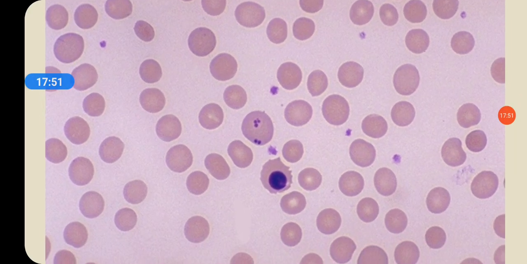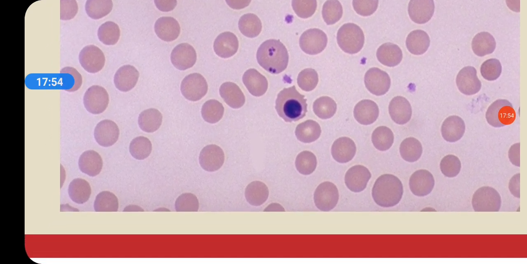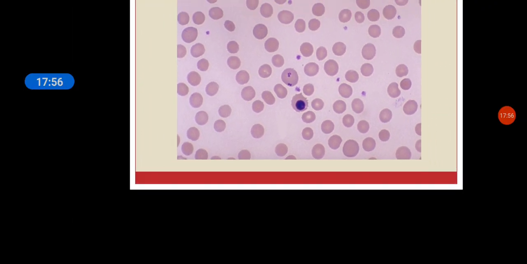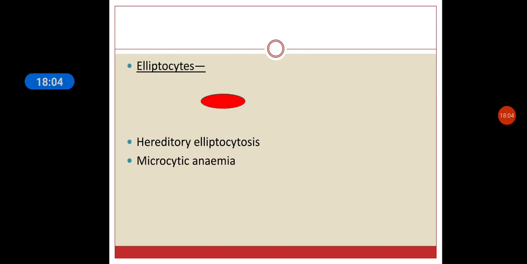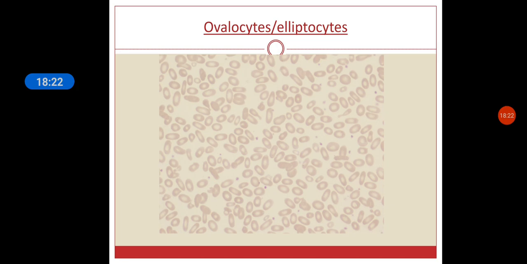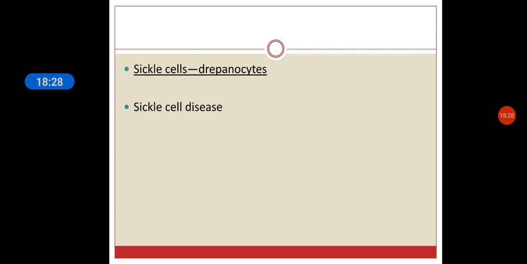Here is another smear. You can see an NRBC in the center, and just on top, that is a spherocyte, and the cell with the pigments inside is the reticulocyte. Sometimes RBCs become elliptical in shape. Elliptical cells are seen in hereditary elliptocytosis, or in cases of microcytic anemia also you will get them. They are called pencil shaped cells. So these are all elliptocytes, or ovalocytes, whatever you call them.